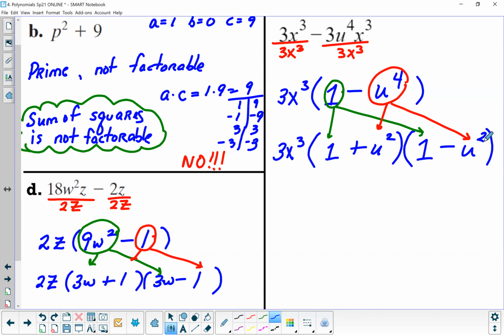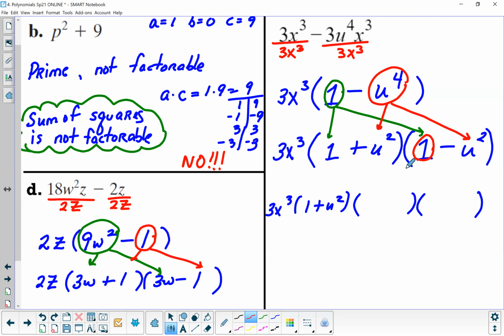Okay, 3x cubed is factored. The next factor, 1 plus u squared, that's completely factored. But the third factor I have written, the 1 minus u squared, that actually is not fully factored. That's still a difference of squares, and we can factor some more. So I'm going to rewrite the 3x cubed, and then the 1 plus u squared, and then we're going to factor the 1 minus u squared. So we're going to get 2 more factors.